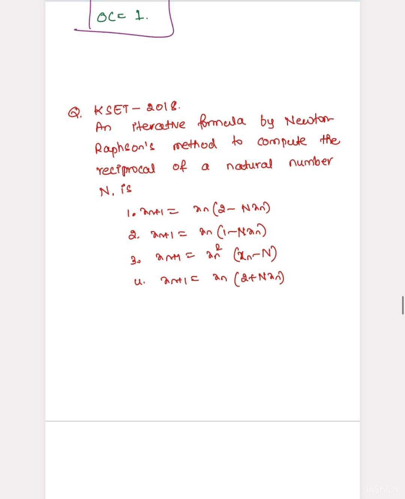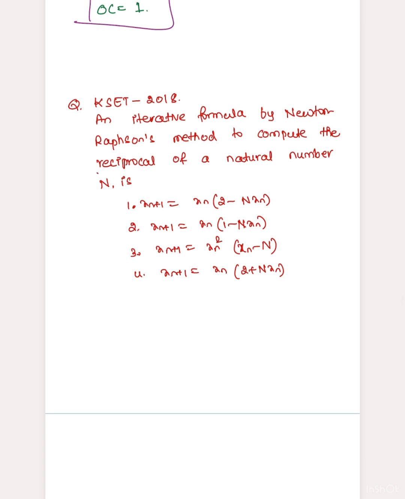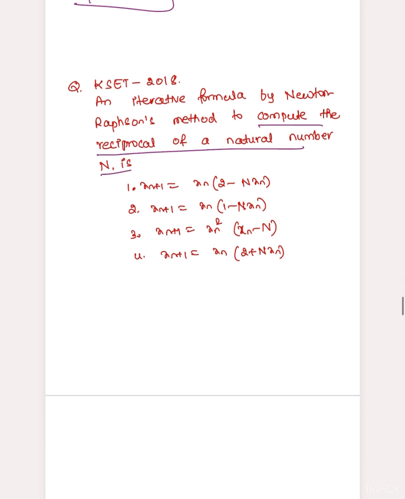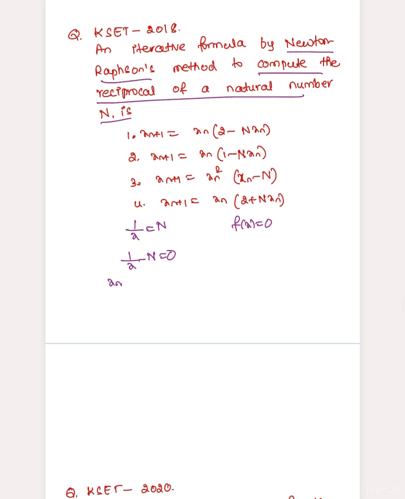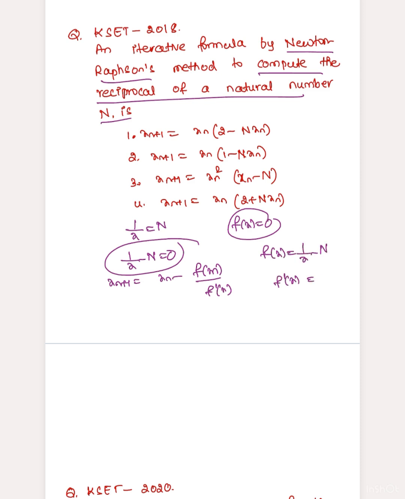Now we will see. So computing reciprocal of a natural number means 1 by n is equal to x. The formula is given by f of x is equal to 0 can be written as, in this case, 1 by x minus n is equal to 0. Now here it is Newton-Raphson method. The general formula for Newton-Raphson method is given by xn plus 1 is equal to xn minus f of xn divided by f dash of xn. Here we can compare these two equations. Therefore f of x is equal to 1 by x minus n. Therefore f dash is equal to minus 1 by x square.